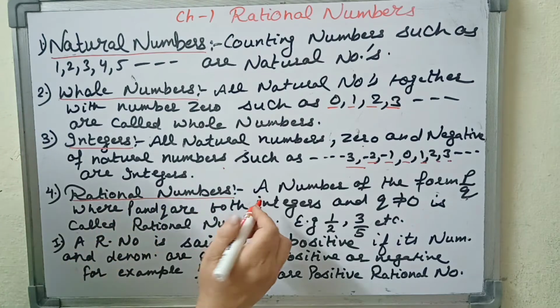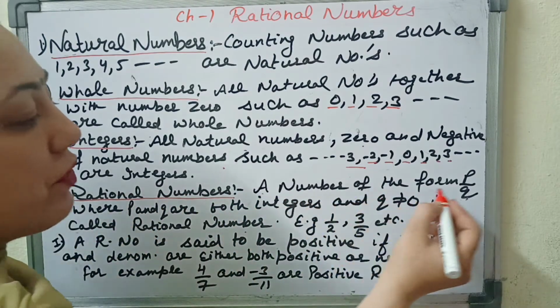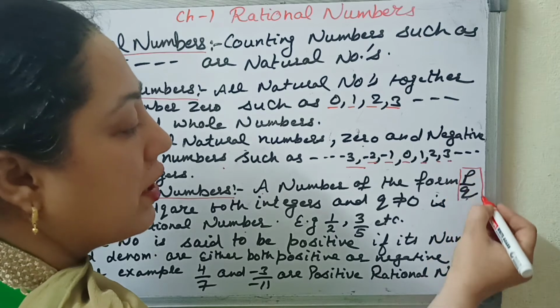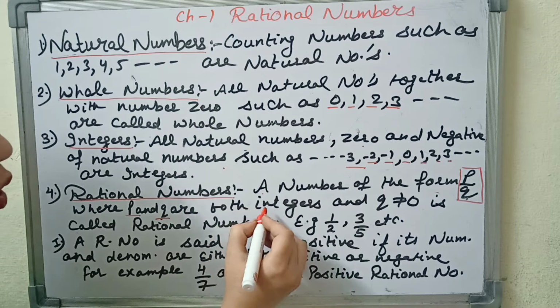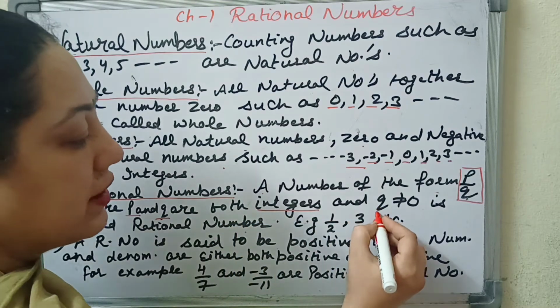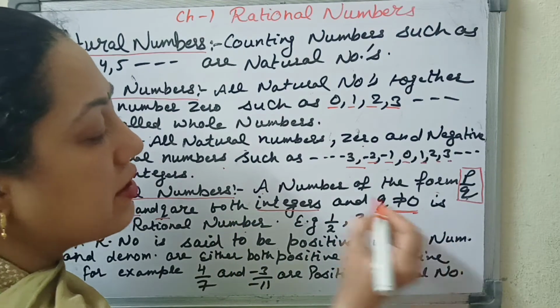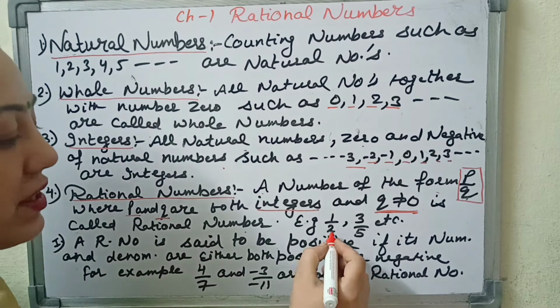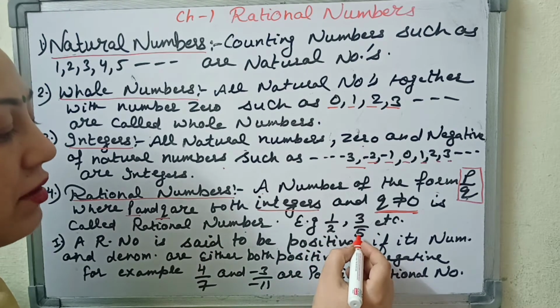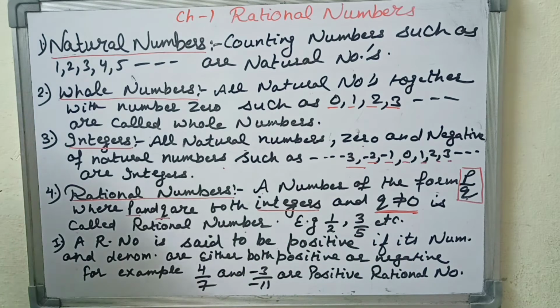Next is rational numbers. Very important definition. A number which is of the form p over q, where p and q are both integers and the denominator q is not equal to 0, is called a rational number. For example, 1 over 2, 3 over 5, etc.